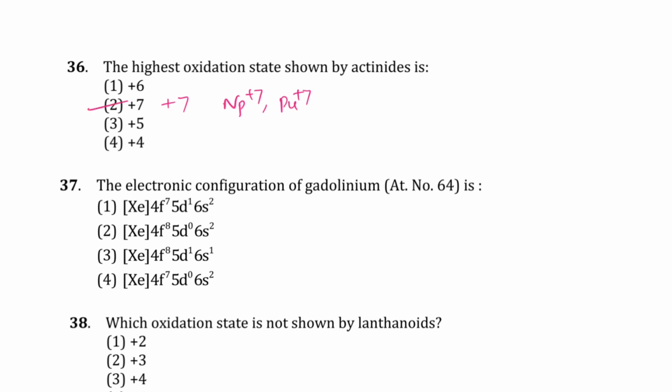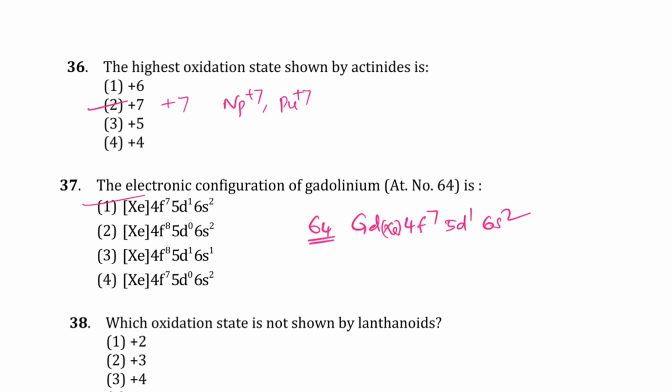37. The electronic configuration of gadolinium, atomic number 64. This is a very important question for all competitive exams, asked many times. Gadolinium is xenon, compulsorily, then 4f7 5d1 6s2. Which option has this? Here, the first option only.